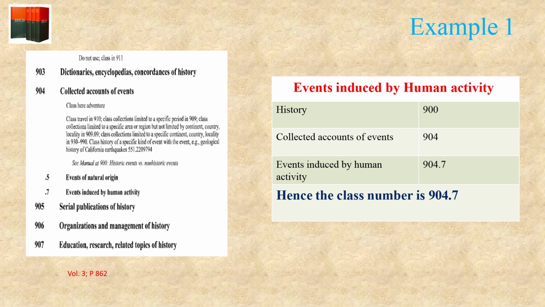Determining the specific classification: events induced by human activity. Since this focuses on disasters caused by humans, that is wars, industrial accidents, terrorism, etc., it falls under 904.7. For your reference, page number 862 of volume 3 of the DDC 23rd edition schedules provides further confirmation of this classification. So, the class number for this title will be 904.7.